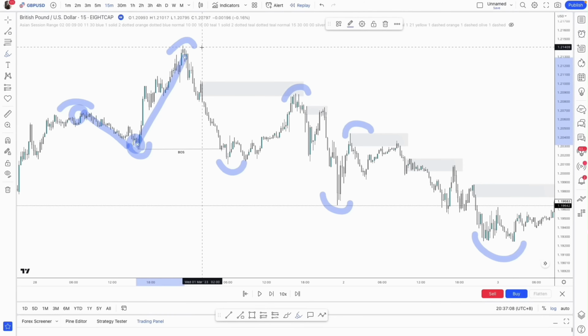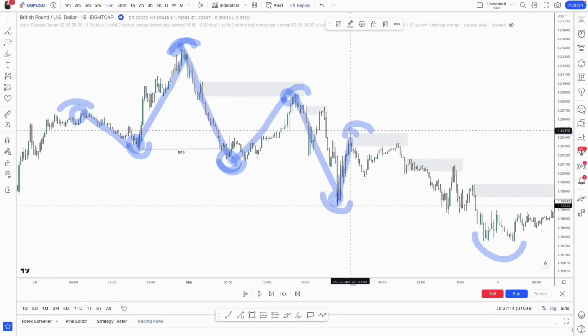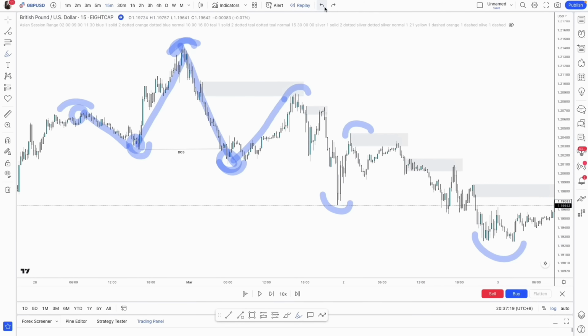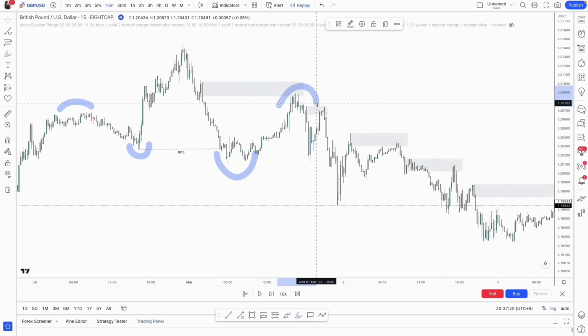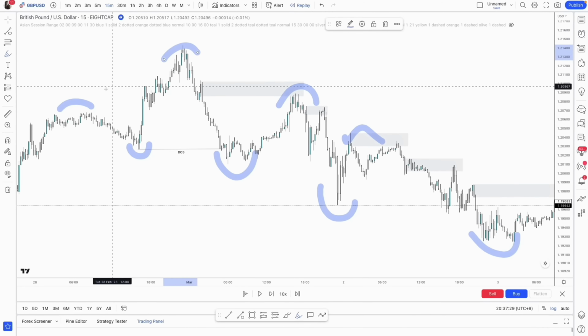Bottoms out, reverses. Tops out, reverses. Bottoms out, reverses. Tops out, reverses. Bottoms out, reverses. Tops out, and then reverses. That's really how you can identify simply what the structure looks like externally. So we have bearish external structure. That is what we call bearish order flow.